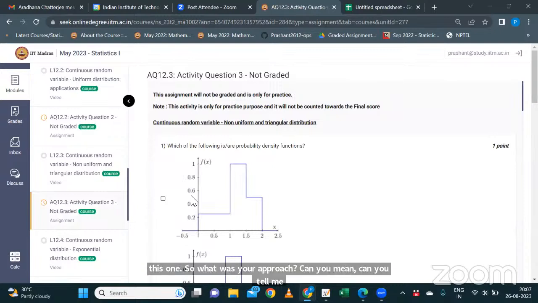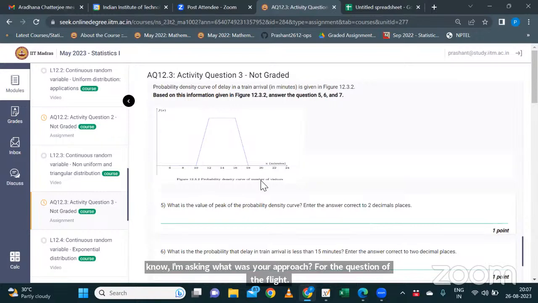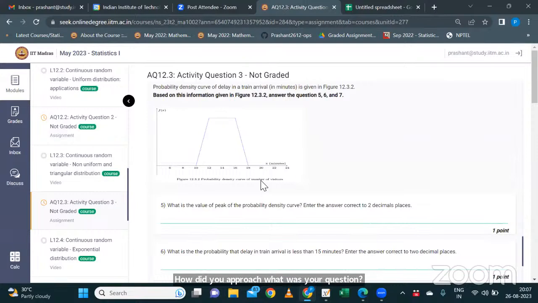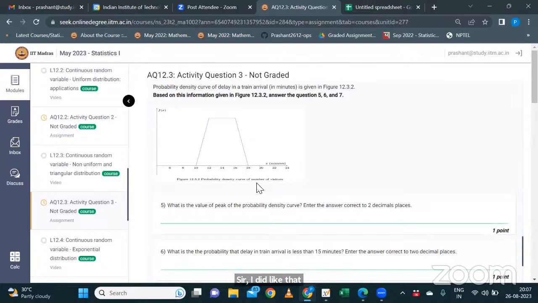Second, question number 5. I'm asking what was your approach for question number 5? How did you approach it? What was your first thought on this question? Or anyone else? I drew a line from 10 to 12, one rectangle and one triangle, and then 12 to 15, a rectangle, then a triangle like this.